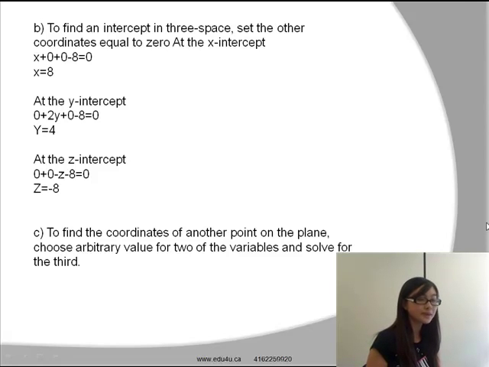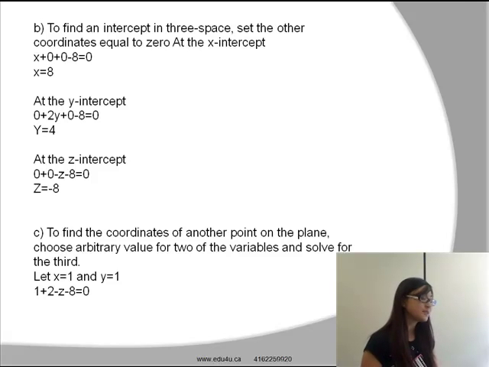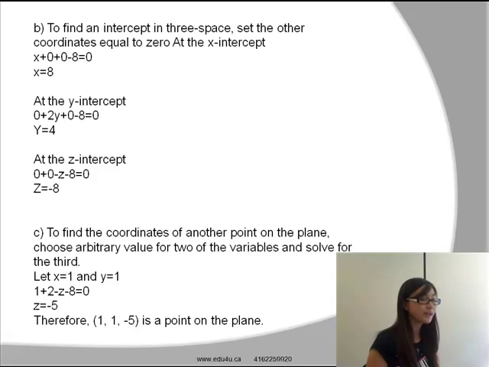For question C, to find the coordinates of another point on the plane, choose arbitrary values for two of the variables and solve for the third. Let x and y both equal 1. If that happens, we get z is equal to -5. Therefore, (1, 1, -5) is a point on the plane.